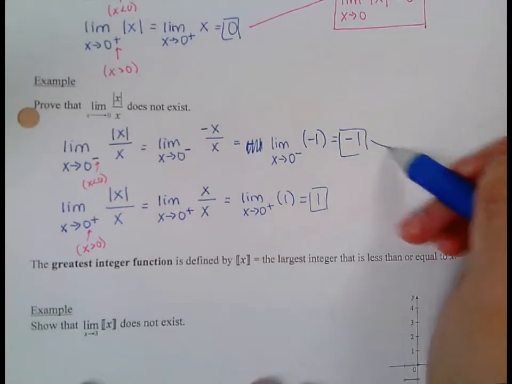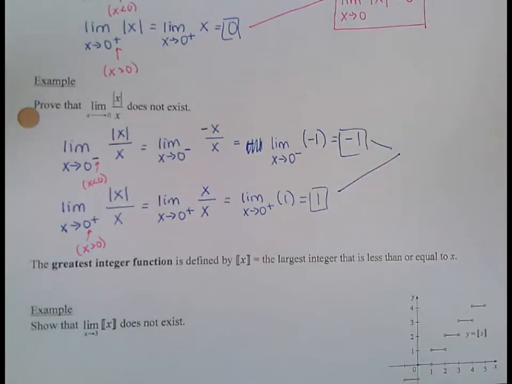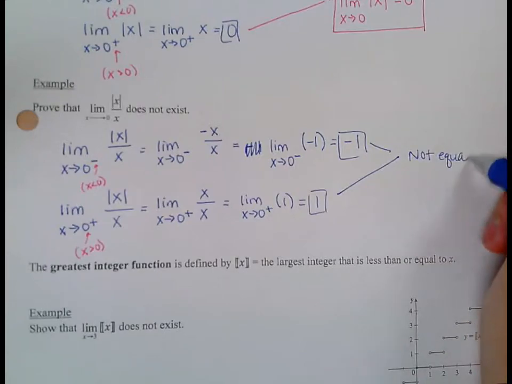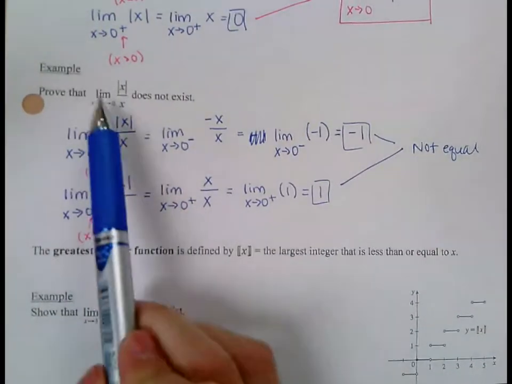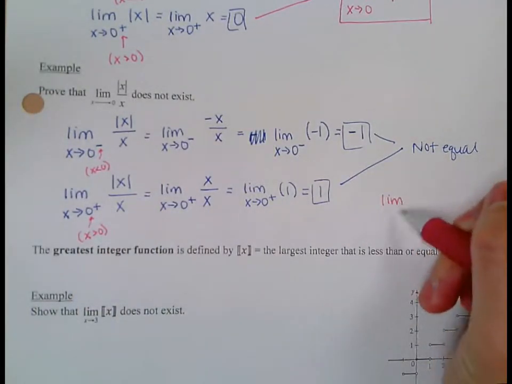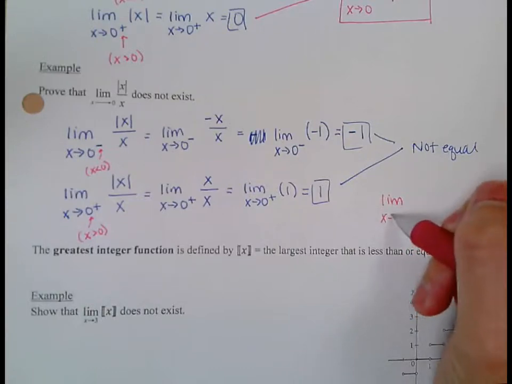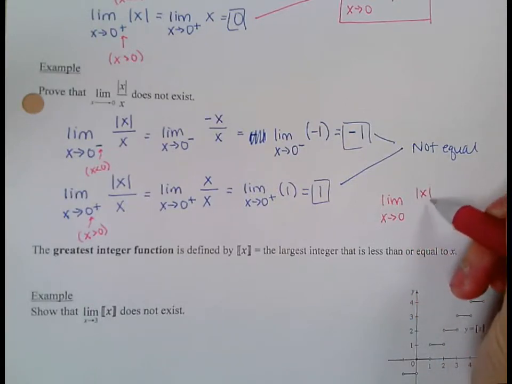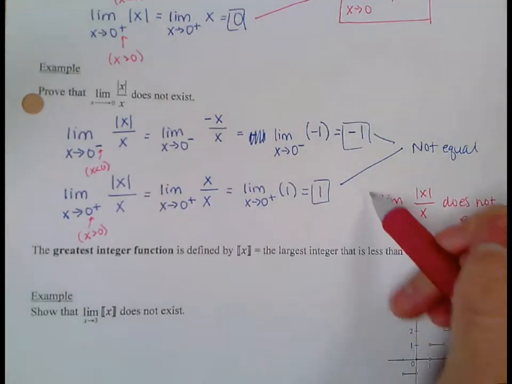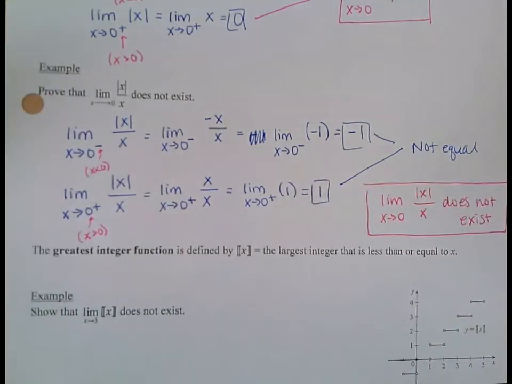Now, these two values, the left and the right-sided limits, are not equal to each other. And since they're not equal, that means the limit as x approaches 0 from each side doesn't exist. So therefore, I have proven that the limit as x approaches 0 of the absolute value of x over x does not exist, since I showed that the limit from each side, the left and the right, do not equal the same value.